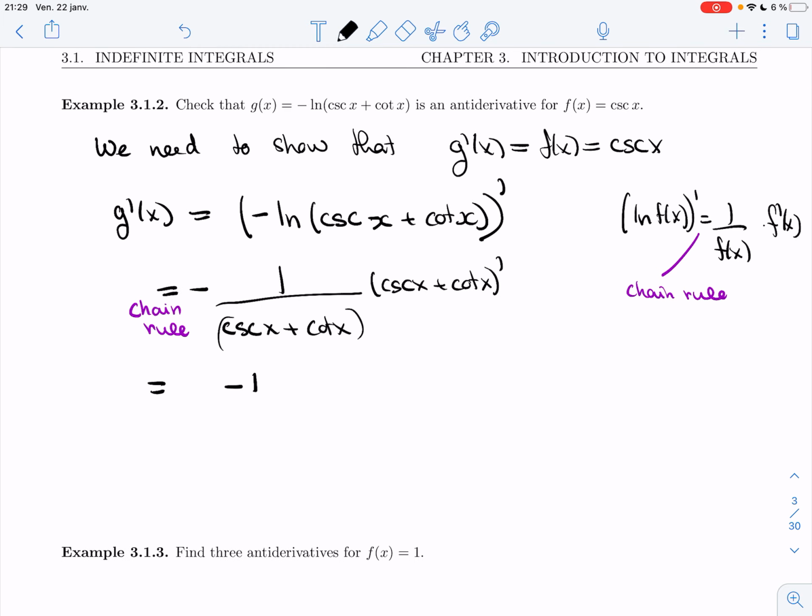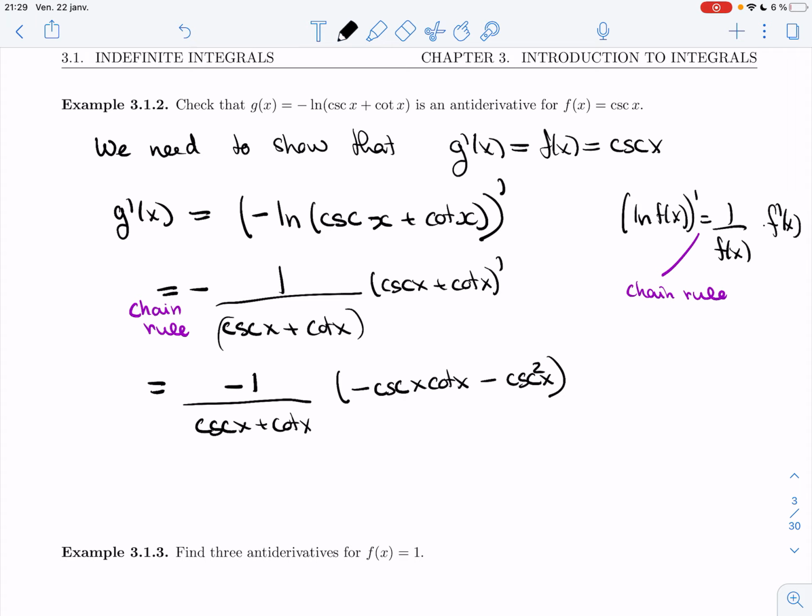All right, so this is just a chain rule. So I get minus 1 over cosecant x plus cotangent of x. Derivative of cosecant is minus cosecant x cotangent of x. Derivative of cotangent is minus cosecant of x squared. All right, I need to simplify this. The minus will cancel, and let me factor the top.